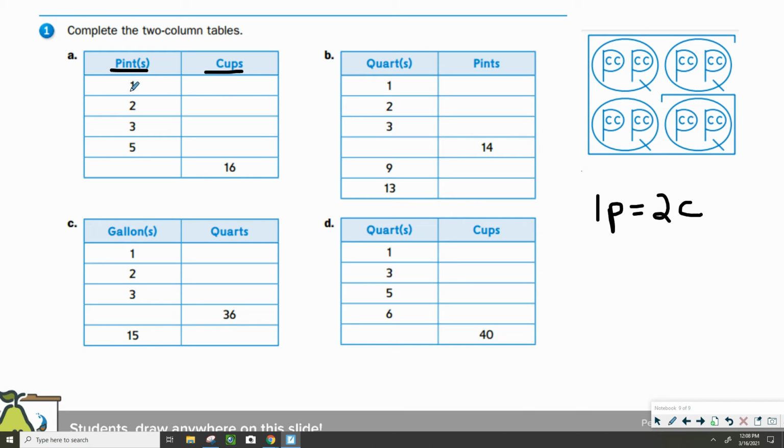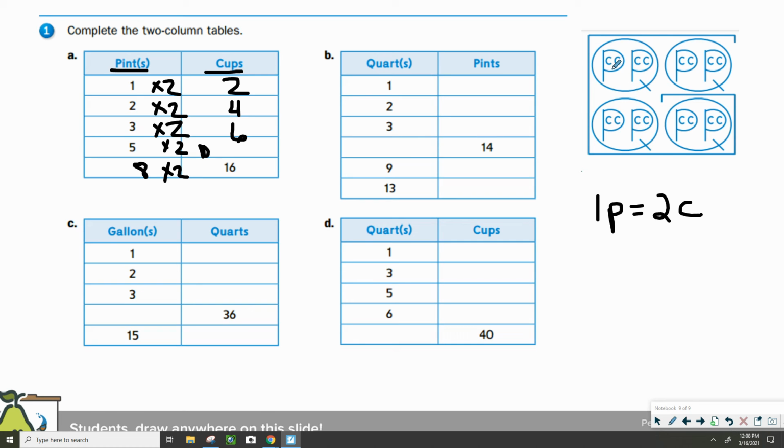So every time I'm going from pints to cups, I'm going to multiply times 2. So 1 times 2 is 2. 2 times 2 is 4. 3 times 2 is 6. 5 times 2 is 10. And for this one, I'm going backwards. So instead of doing times 2, I'm going to do the opposite, which would be divided by 2. 16 divided by 2 is 8. And let's check that. If I do 8 times 2, does that get me 16? Yes.